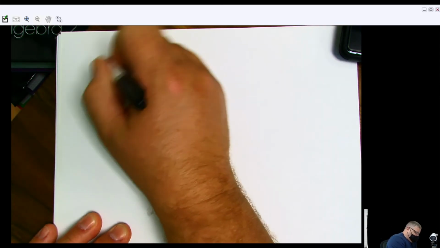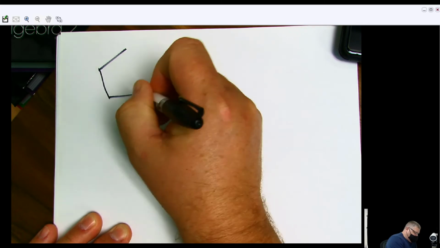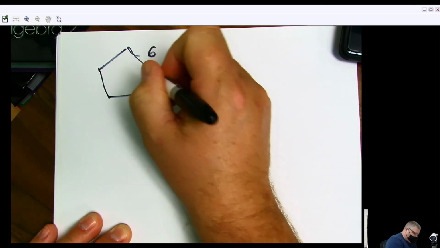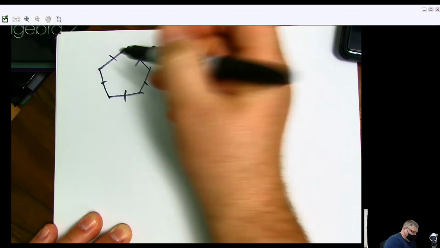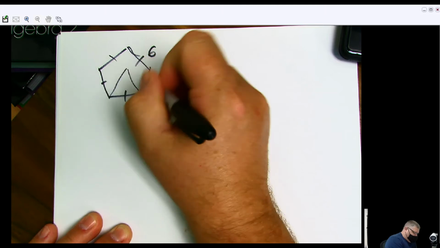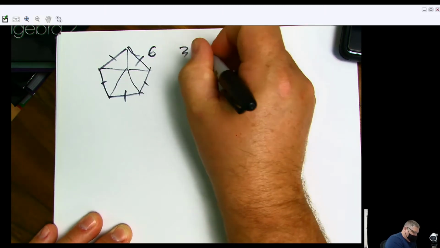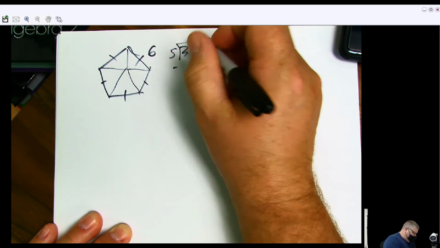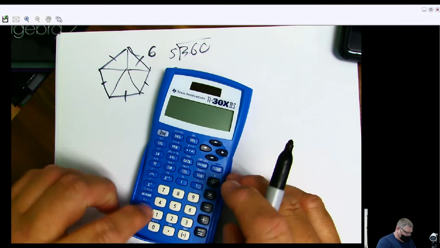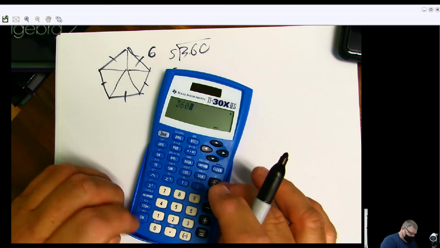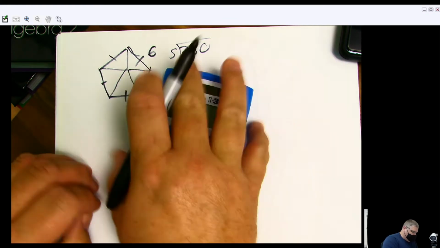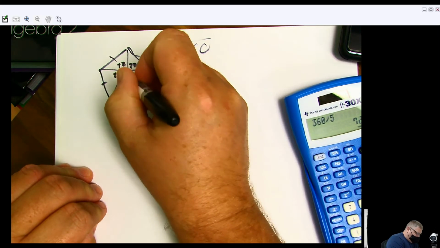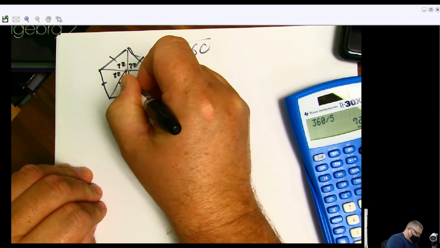What if I have a 5-sided figure? So I have a pentagon with side 6. And of course, this only works for regular. The problem is when I break this into triangles, I have 360 divided by 5. And if I have 360 divided by 5, that's not going to be one of my special triangles. 72 degrees. So 72, 72, 72. And if I cut it in half, that's 36 and 36.